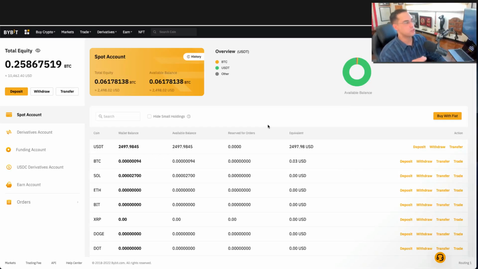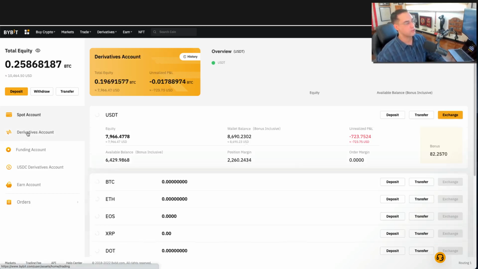Okay, so I'm logged into a Bybit account. This particular Bybit account has $2,500 in my spot wallet, and the account itself has 10K in it. So there's $10,000 in here, and 2,500 of that is sitting in my actual spot wallet, which is interesting, right?